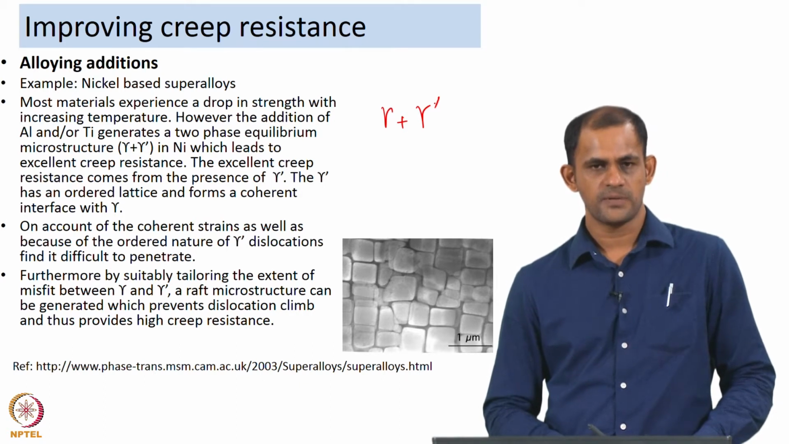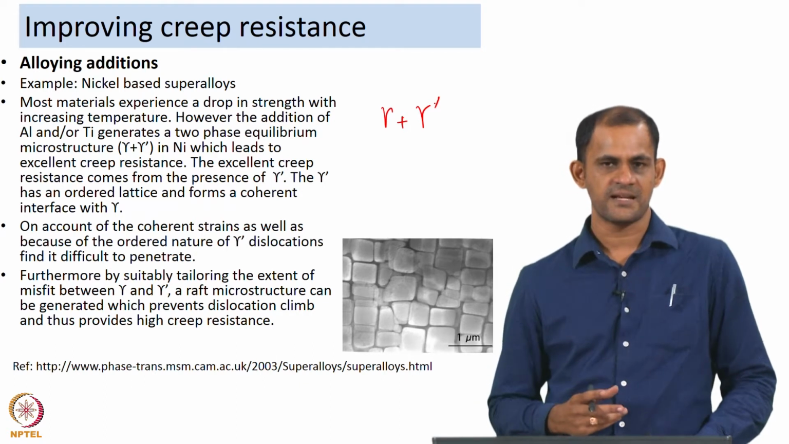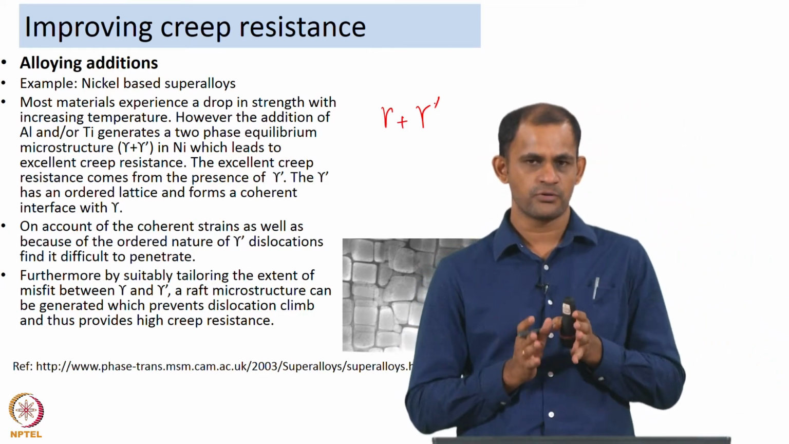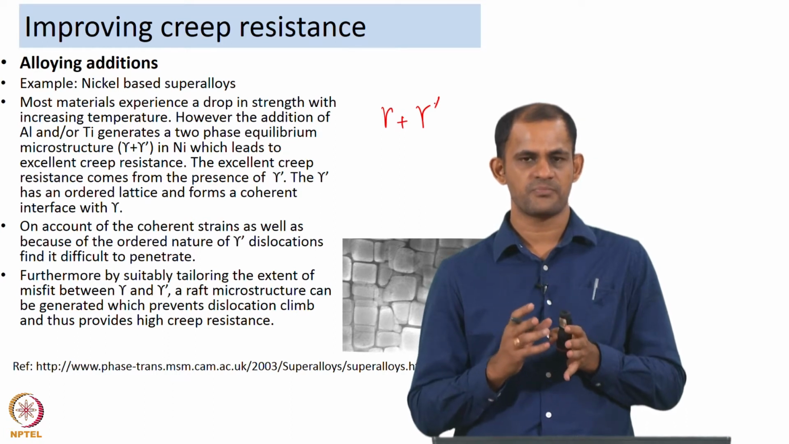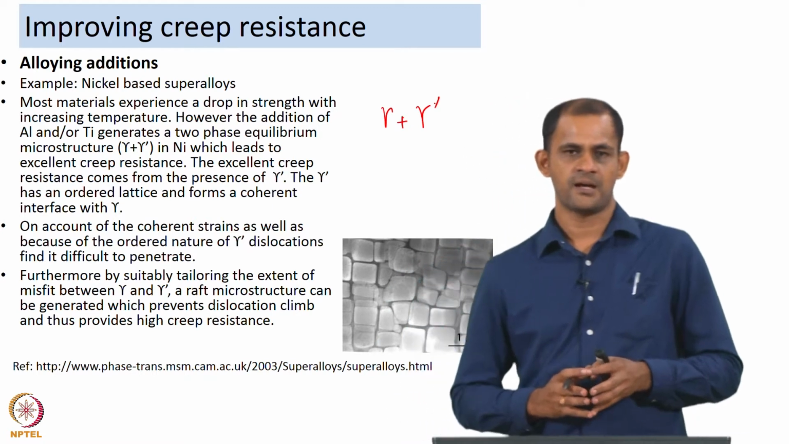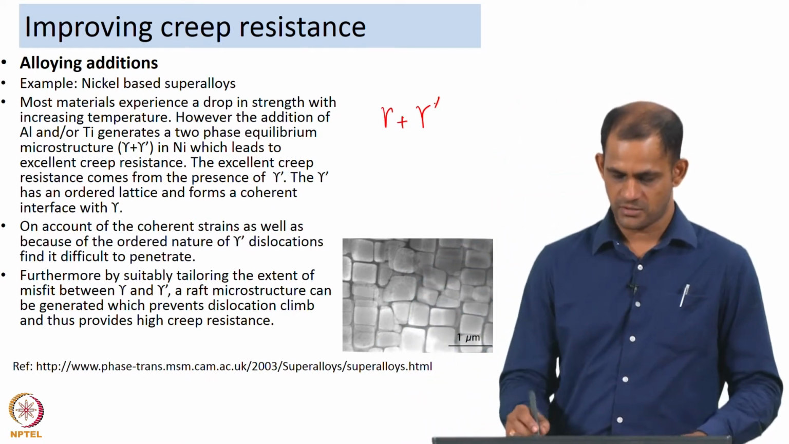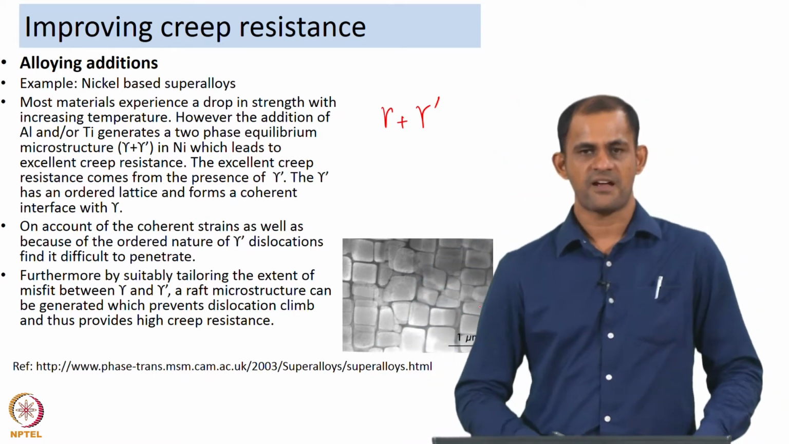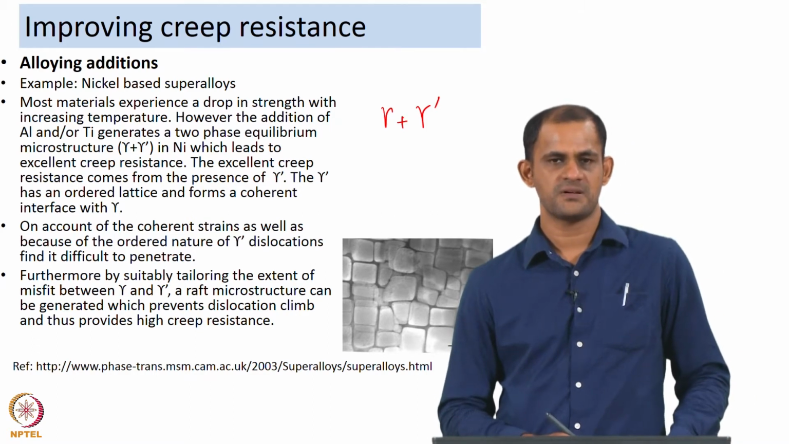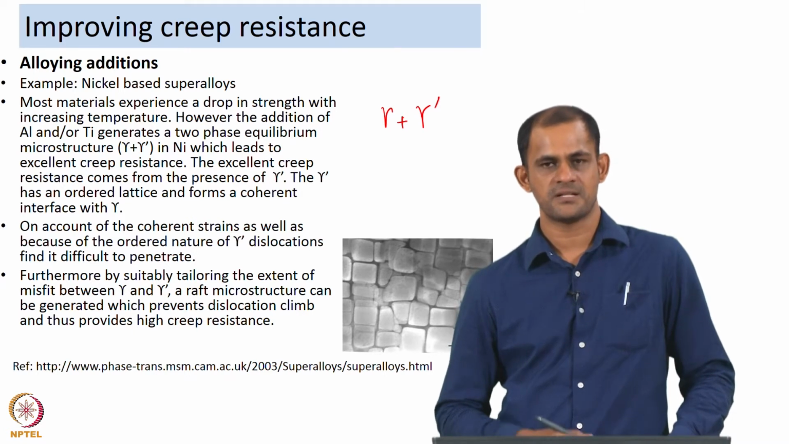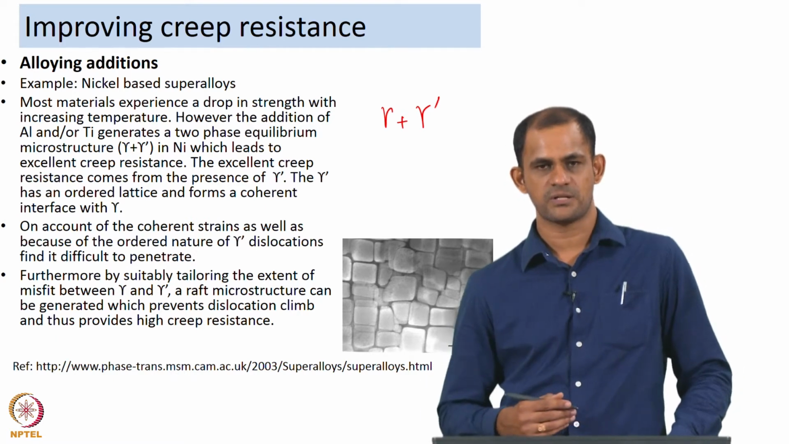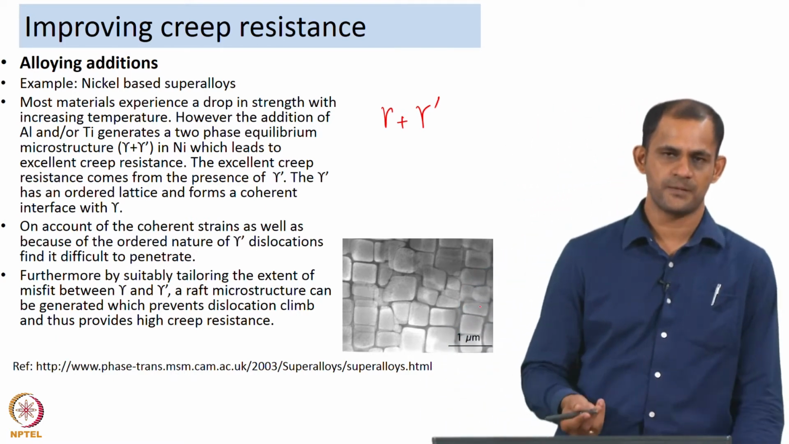Now, it has also been observed that by suitably tailoring the extent of misfit between gamma and gamma dash, although they have a very good matching, there is still some amount of misfit between the two phases. If you play around with this misfit, then a raft microstructure, as shown here, can be developed within the nickel based superalloy. What has been observed is this raft microstructure prevents dislocation climb, and because it restricts dislocation climb, it enables higher creep resistance.